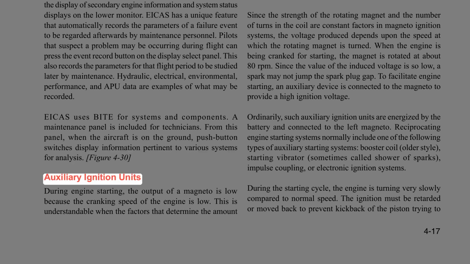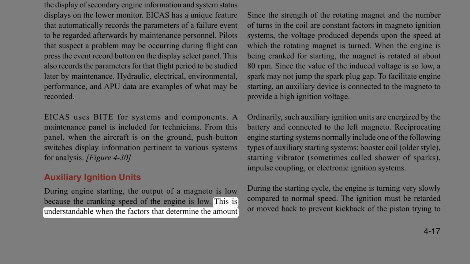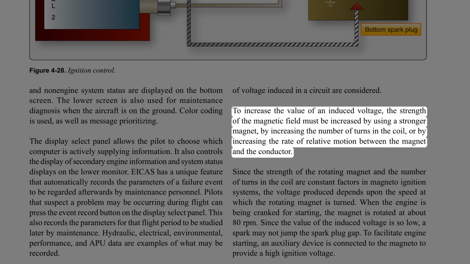Auxiliary ignition units. During engine starting, the output of a magneto is low because the cranking speed of the engine is low. This is understandable when the factors that determine the amount of voltage induced in a circuit are considered. To increase the value of an induced voltage, the strength of the magnetic field must be increased by using a stronger magnet, by increasing the number of turns in the coil, or by increasing the rate of relative motion between the magnet and the conductor.